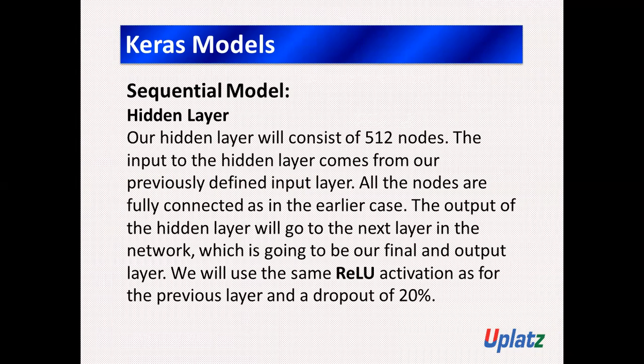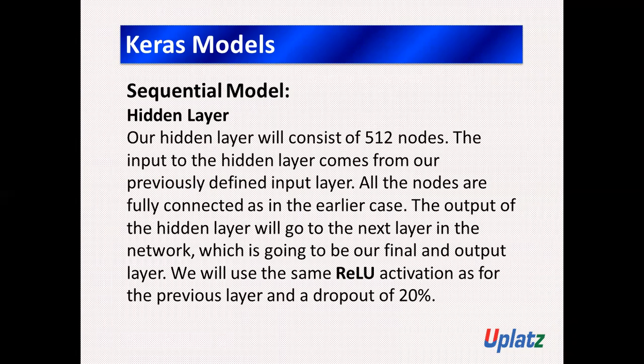Our hidden layer will consist of 512 nodes. Why? Because we have defined the input layer with 512 nodes. The input to the hidden layer comes from our previously defined input layer. All the nodes are fully connected as in the earlier case. The output of the hidden layer will go to the next layer in the network, which is going to be our final output layer.